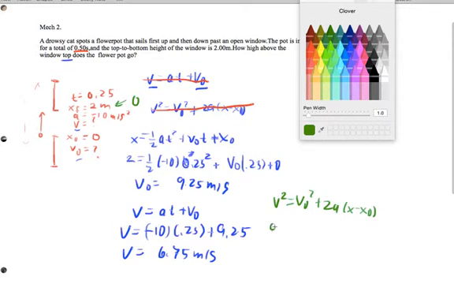So I'm going to get 0 squared at the very tip top because I stop at the highest point equals 6.75 squared plus 2 times 10 times x minus 0. When I solve for that, I'm going to end up getting 2.28 meters. So that's it for the mechanics problems. I hope those were helpful.